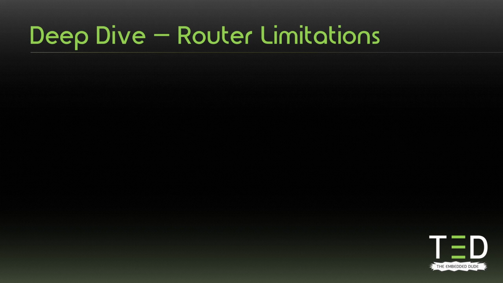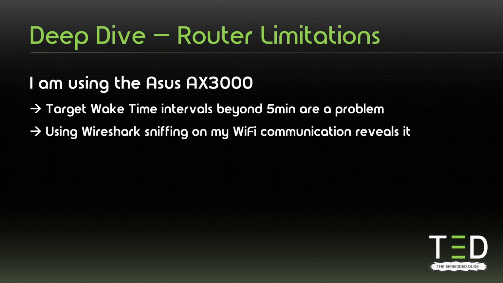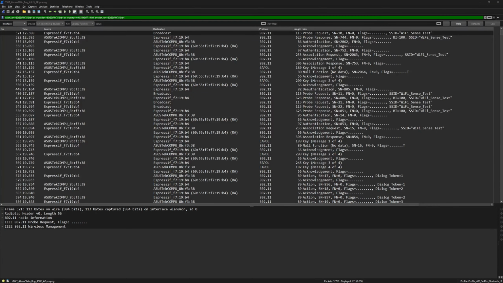The last part of the deep dive section is about my access point or router. I am using the Asus AX3000, and target wake time intervals beyond 5 minutes are a problem. I'm using Wireshark and sniffing on my Wi-Fi communication, and that reveals the issue. Let me show you.